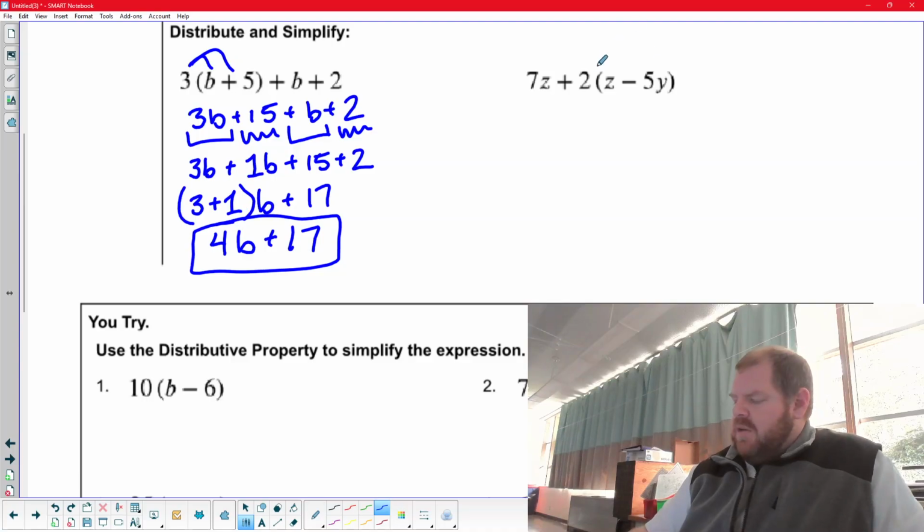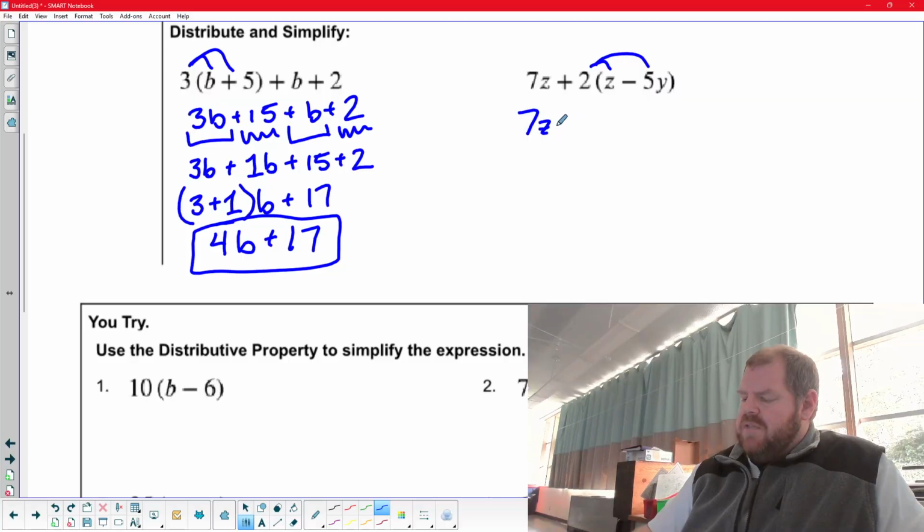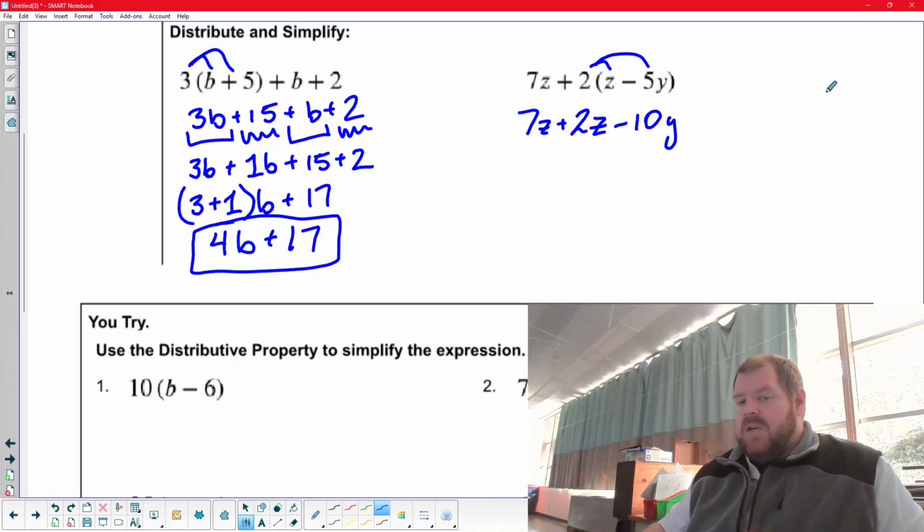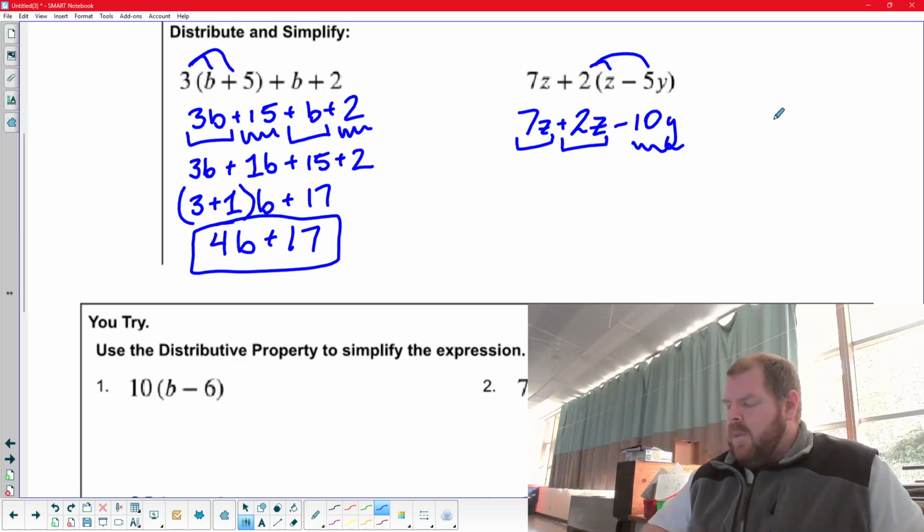Last but not least, I have another problem that does require me to distribute first. So I have a 7z plus 2z and minus 10z. Oh boy, sorry, 10y. Making a little more work for myself. Okay, remember that like terms have to have the same variable and exponent combinations. So I have some z's and I have some y's, and those are different. I can't combine those together.